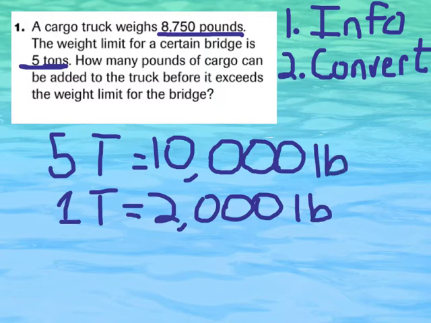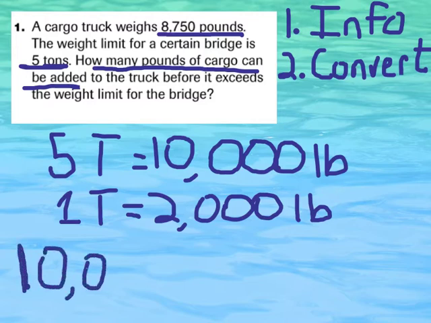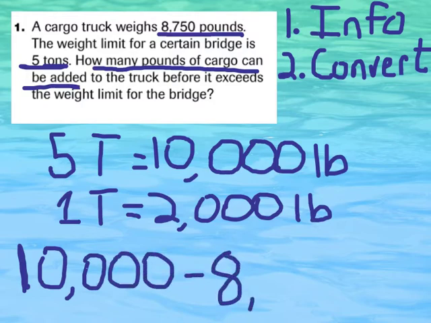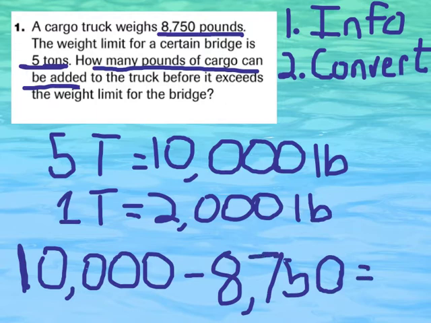So now I know that the bridge can hold 10,000 pounds, and right now the cargo truck weighs 8,750 pounds. So if I subtract those two, I can figure out how many pounds of cargo can be added before it exceeds the weight limit. So I'm going to do 10,000 minus 8,750. And I'm running out of room, but you already know how to subtract that, so you can subtract that and find your answer.